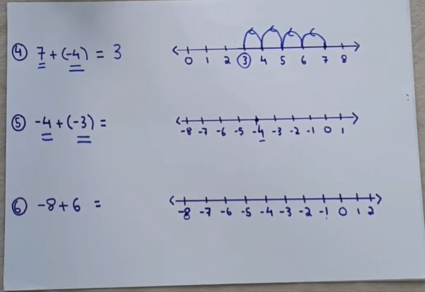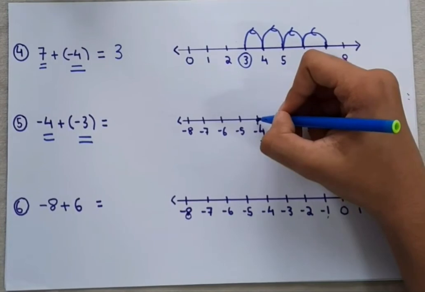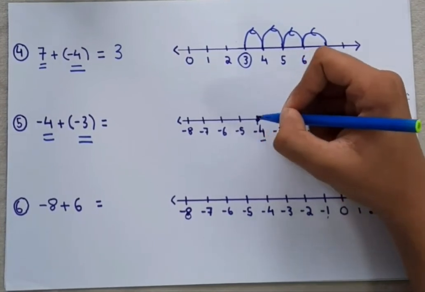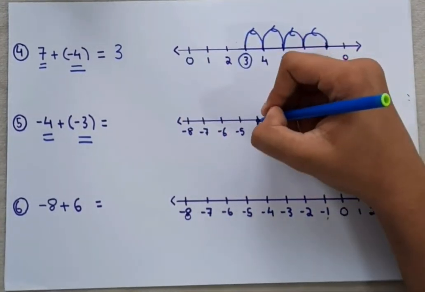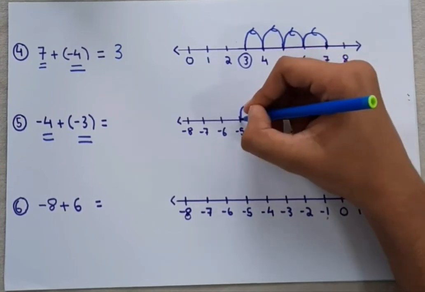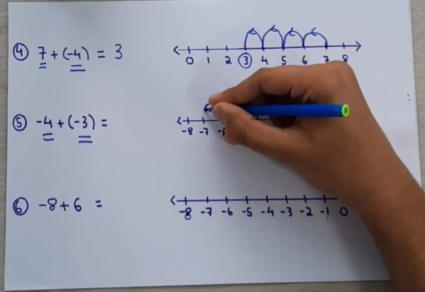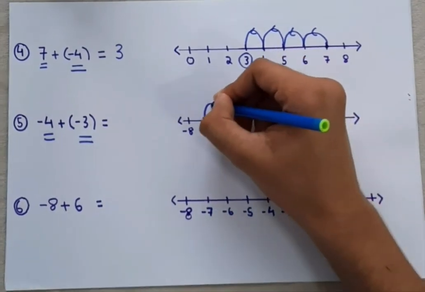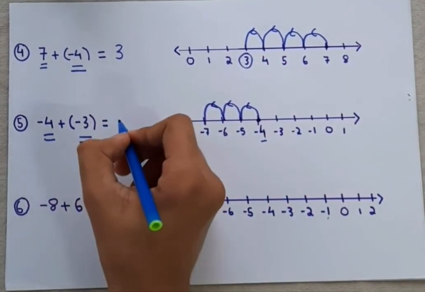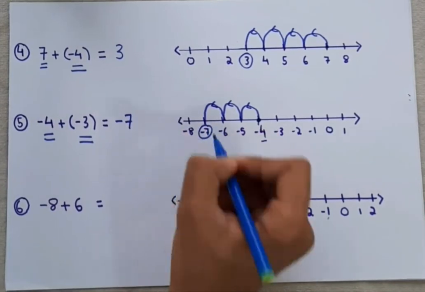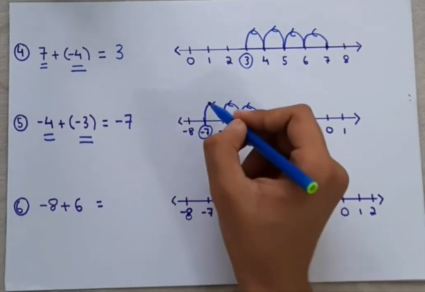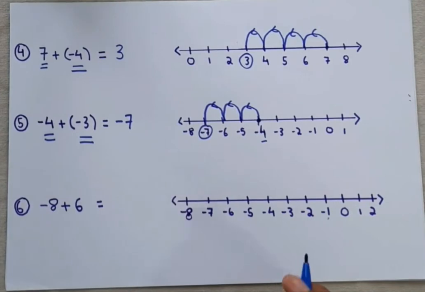Now minus 3 is a negative number. So when we add a negative number, we move towards the left of the number line. So we are at minus 4, and we will move 3 spaces to the left. 1, 2, and 3. And our answer comes out to be minus 7. Super simple. And don't forget to put the arrows. They're super important.